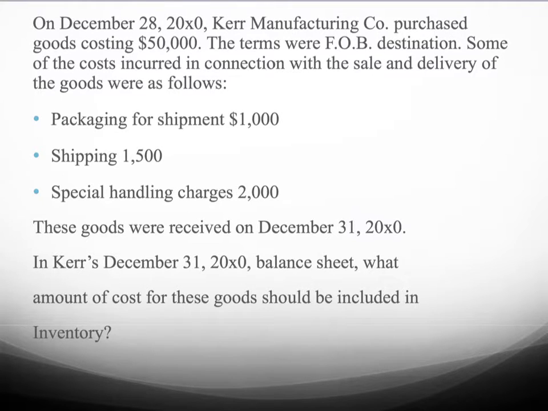Let's take a look at another example. On December 28th, 20X0, Kerr Manufacturing Company purchased goods costing $50,000. The terms were FOB destination. Some of the costs incurred in connection with the sale and delivery of the goods were as follows. Packaging for shipment, $1,000. Shipping, $1,500. Special handling charges, $2,000. These goods were received on December 31, 20X0.